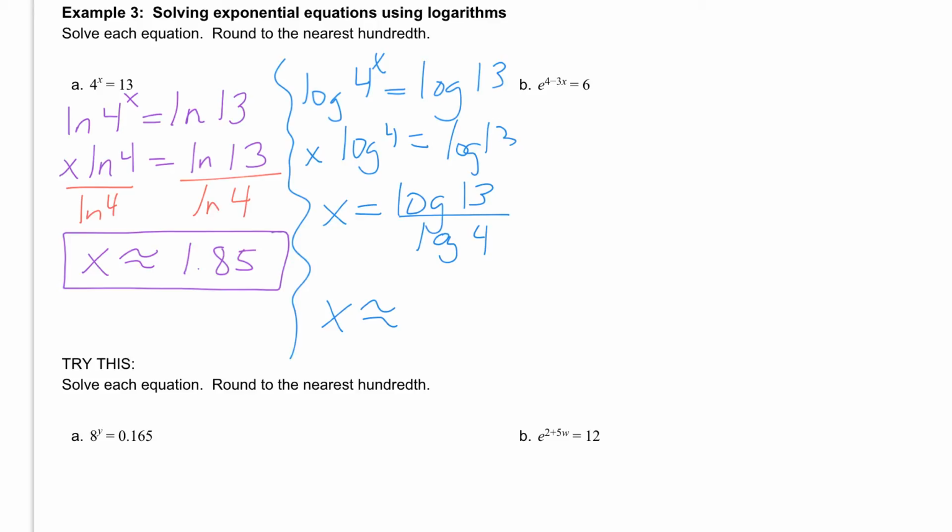And when you plug that in and check your calculator, you should see that you also get 1.85. So it does not matter which one you choose, whether you choose to take the ln of both sides or the log of both sides.